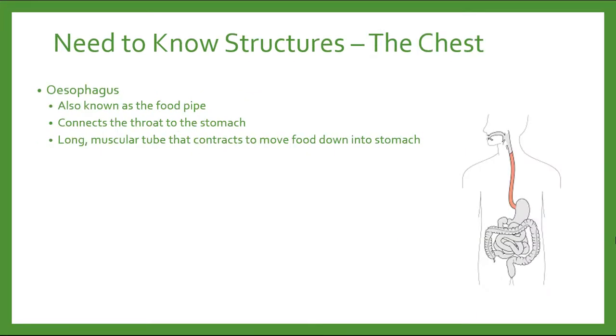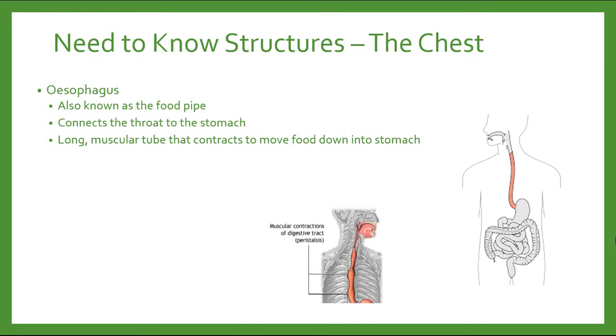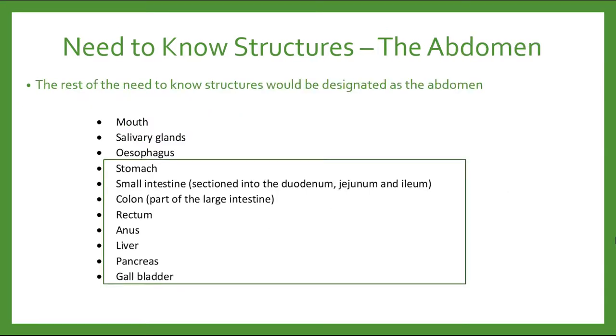Moving down to the chest area, we have the esophagus. This is also known as the food pipe. It's essentially a long muscular tube that connects the mouth to the stomach. The rest of our need-to-know structures will all be found within the abdomen.